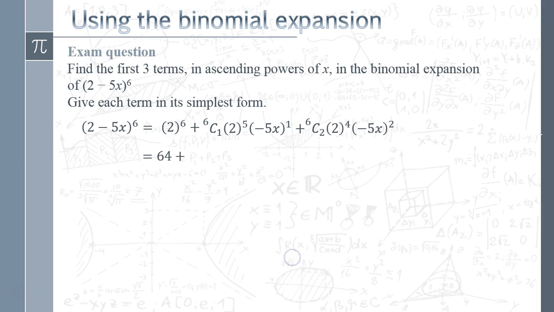So here we go with the tidying up. 2 to the power 6 is 64. I've got to think carefully about the fact I've got a minus in here, so I'm making sure that I'm using my brackets carefully. So I've got 6. 2 to the power 5 is 32.